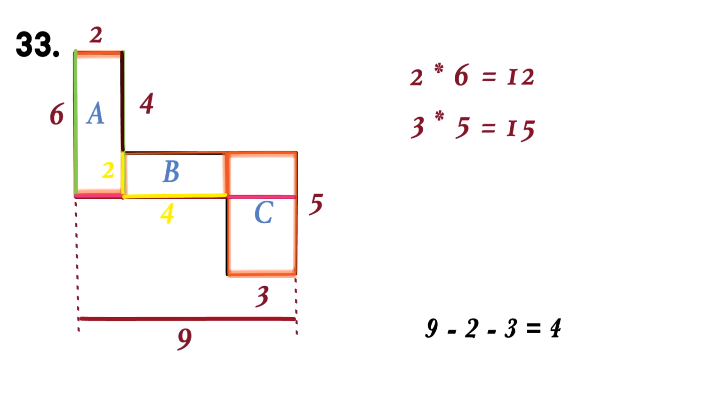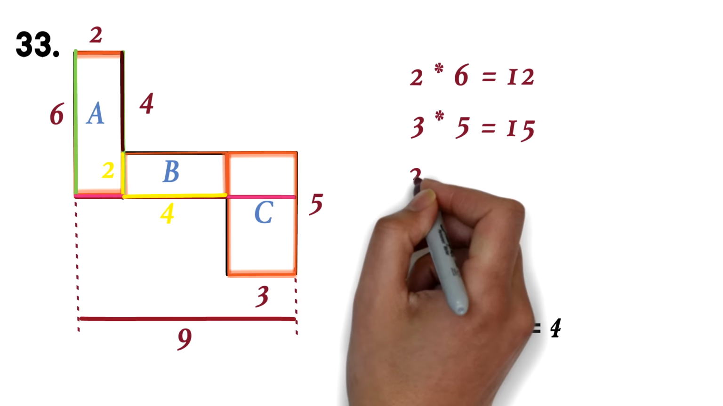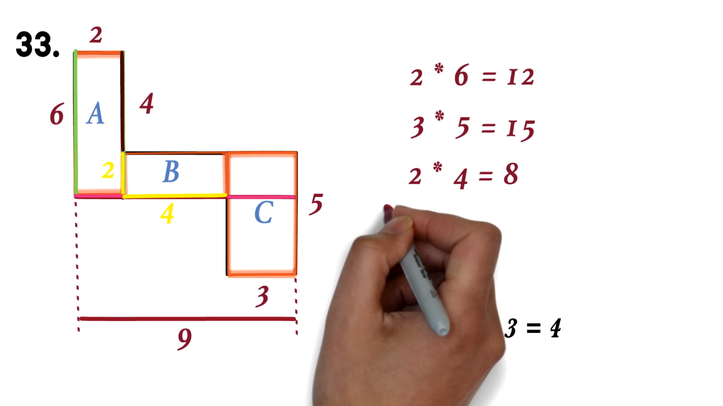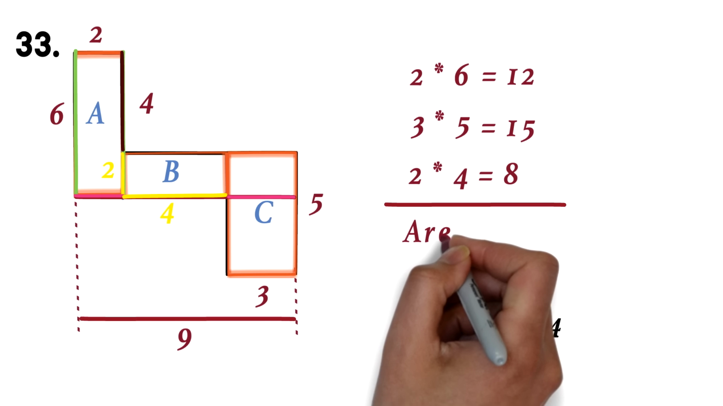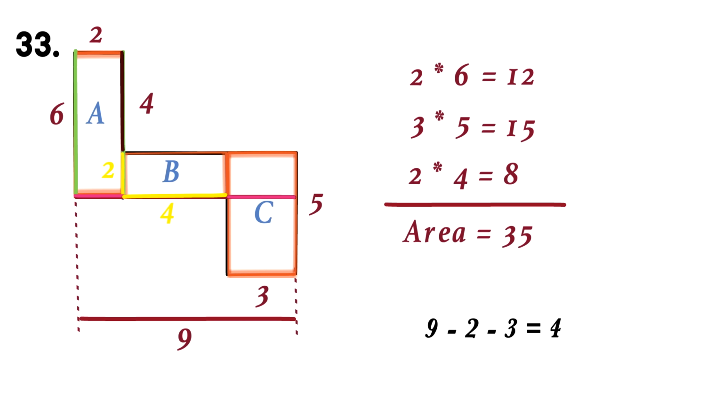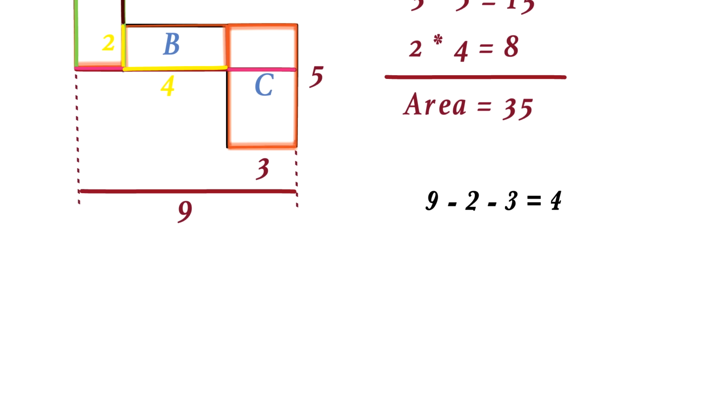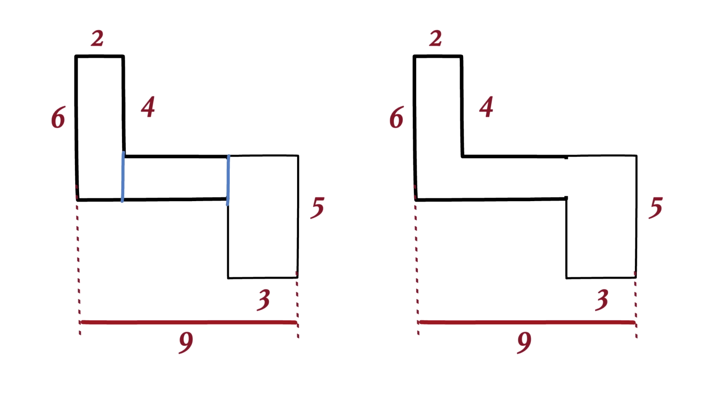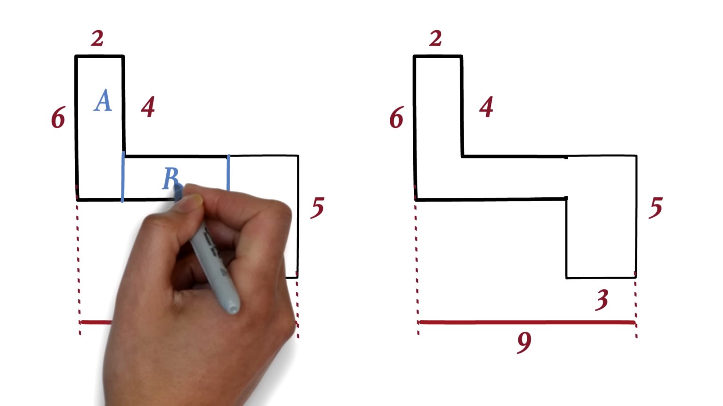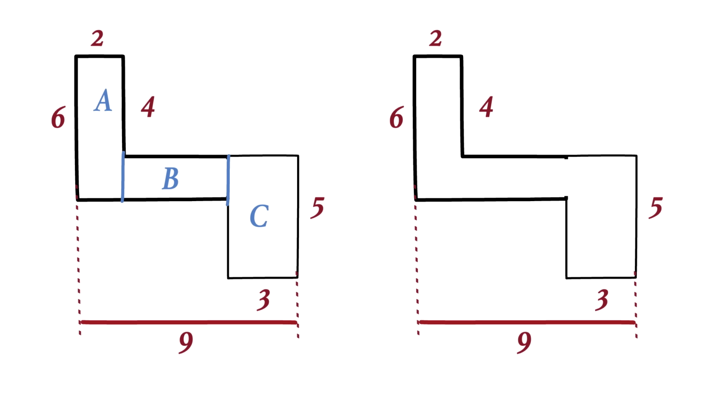Now we have our 2 dimensions. We multiply the 2 by the 4 to get 8. We add the areas of the 3 rectangles, 12 plus 15 plus 8, to get 35 as the area. Where you draw your lines is really up to you, but you must make sure you find the sides after drawing the lines. I chose to draw my lines here and here. So I had rectangles A, B, and C this way.